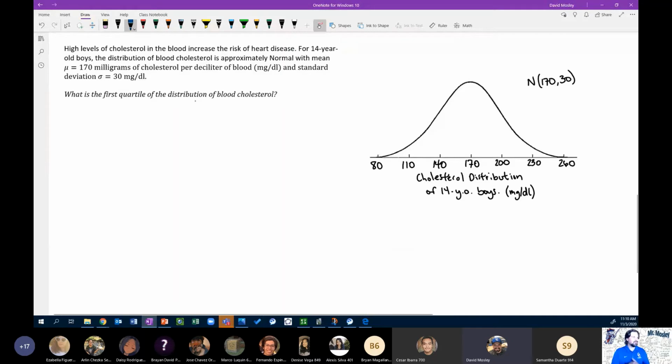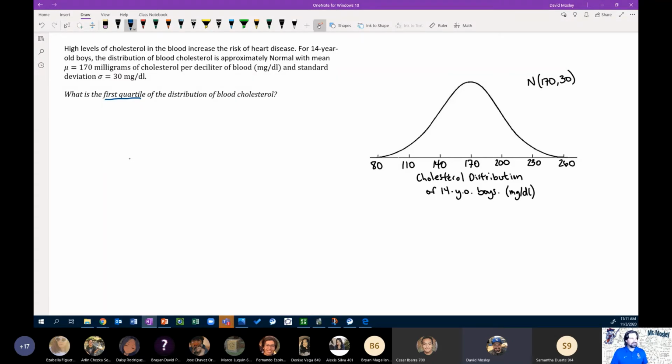All right, in our last example here, we're going to be going the other direction, so to say, and go from a proportion back to a value. Okay, so we're starting here with our context of high levels of cholesterol in the blood and increase the risk of heart disease. For 14-year-old boys, the distribution of blood cholesterol is approximately normal, with mean mu equal to 170 milligrams of cholesterol per deciliter of blood, milligrams per deciliter, and standard deviation sigma equals 30 milligrams per deciliter. What is the first quartile of the distribution of blood cholesterol?